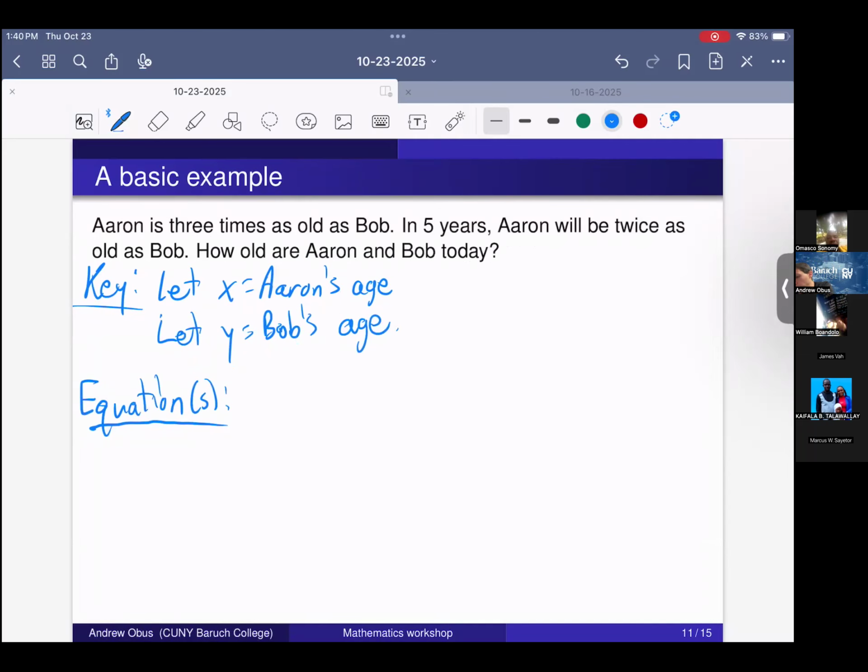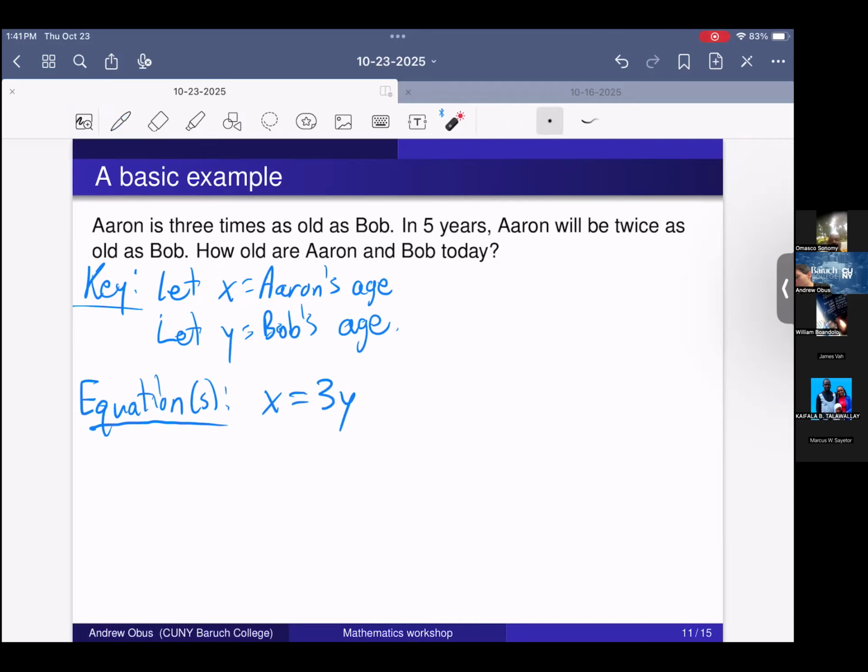Okay. So the first equation says Aaron is 3 times as old as Bob, right? So we should translate that into something involving x and y. Well, Aaron's age is 3 times Bob's age. So x should be 3 times y. That's what it means for Aaron to be 3 times as old as Bob. So here I have that x is equal to 3y.